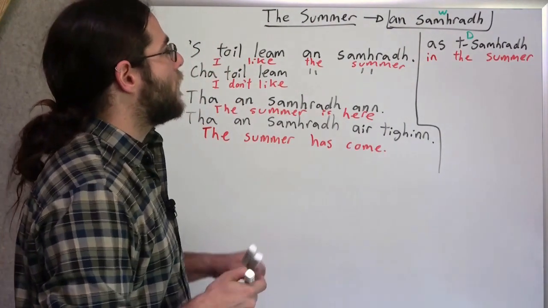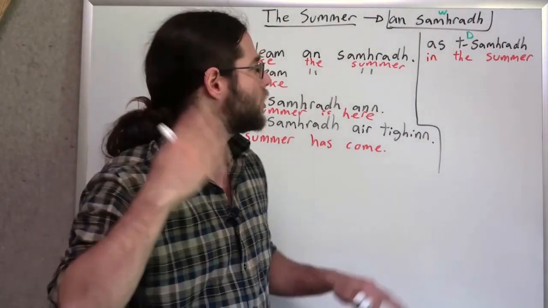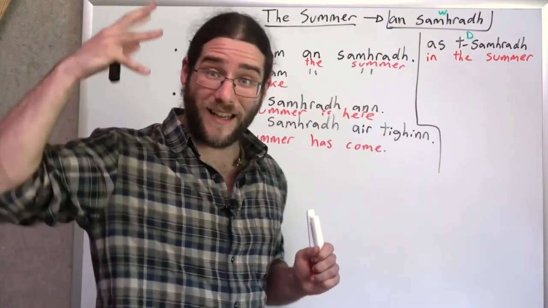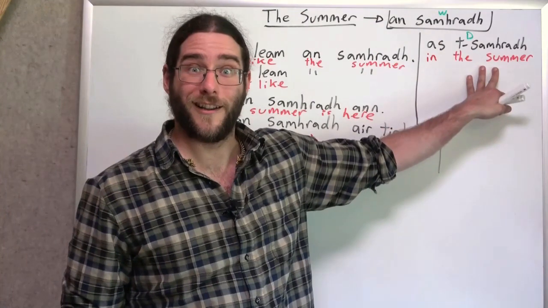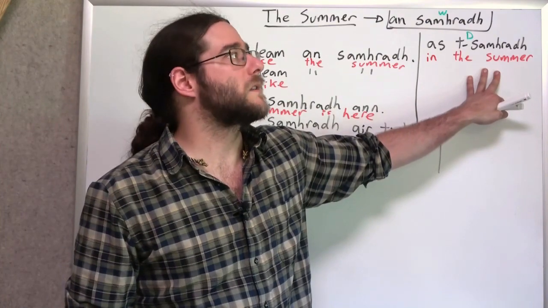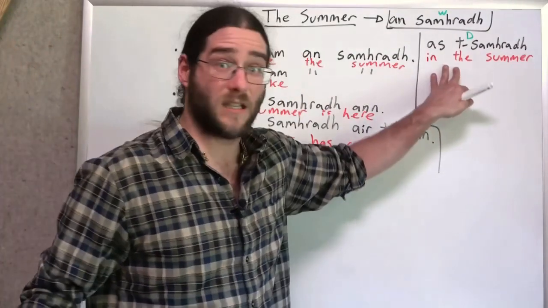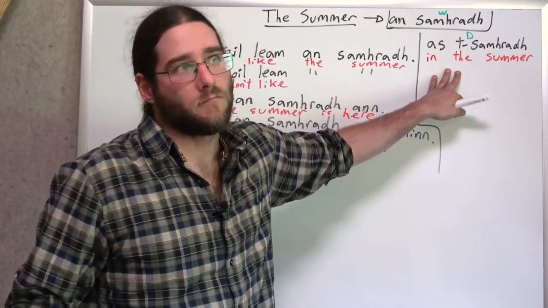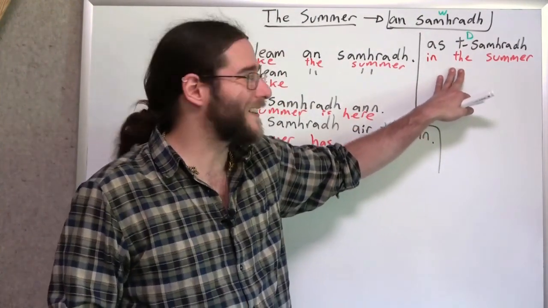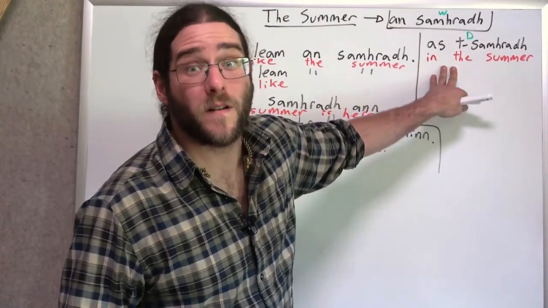So, as an t-samhradh. Can we say, oh, tha i teth as t-samhradh. It's hot in summer. Tha i grianach as t-samhradh. It's sunny in the summer. What could we say? Tha i soilleir. It's bright. Tha i soilleir as t-samhradh. There is a Gaelic word for solstice. We can just use solstice for this video. Tha an solstice as t-samhradh.